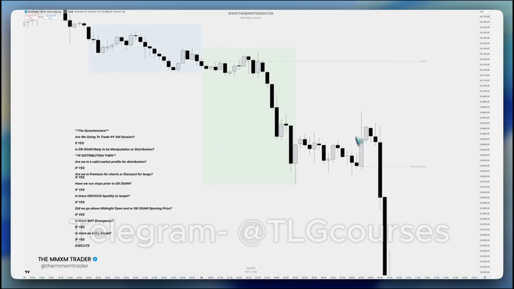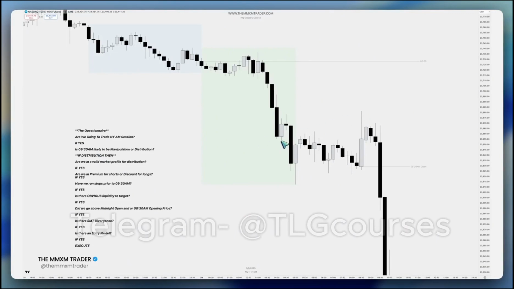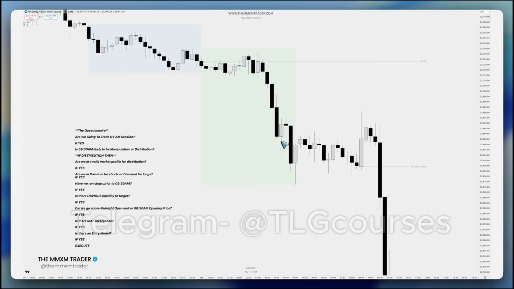So we can trade the 9:30 a.m. Is 9:30 a.m. likely to be manipulation or distribution? In this case, it's likely to be distribution. Why? Because we have run stops prior. Also, it's a valid market profile.